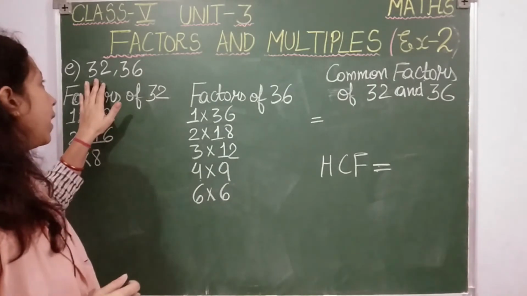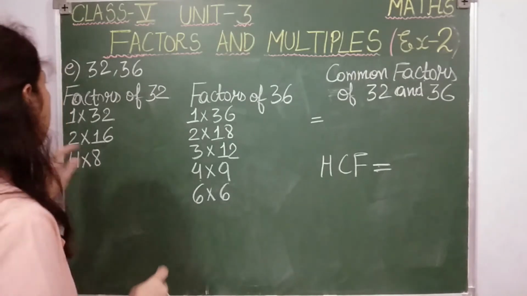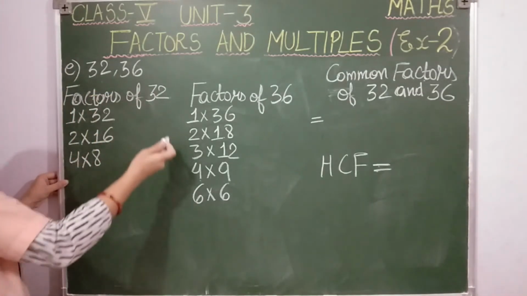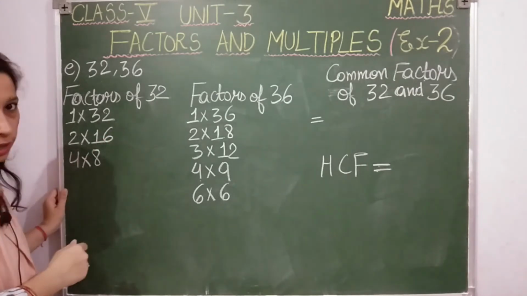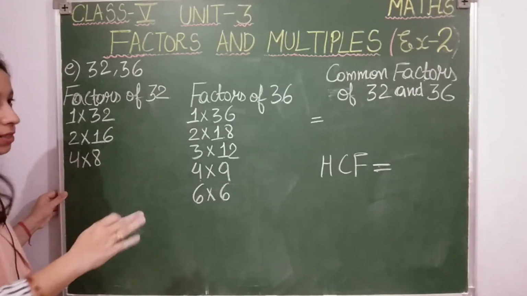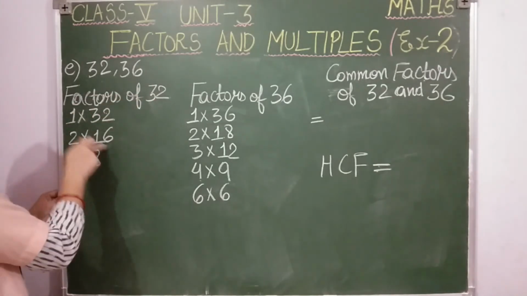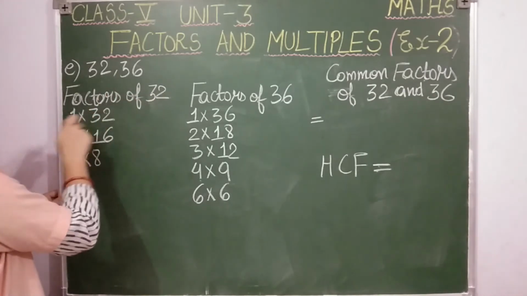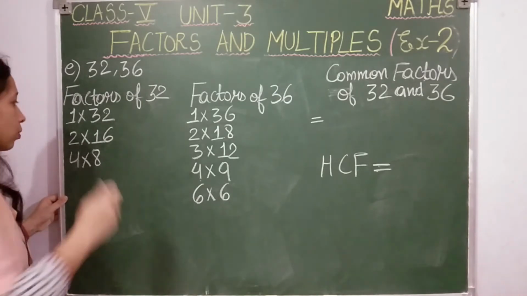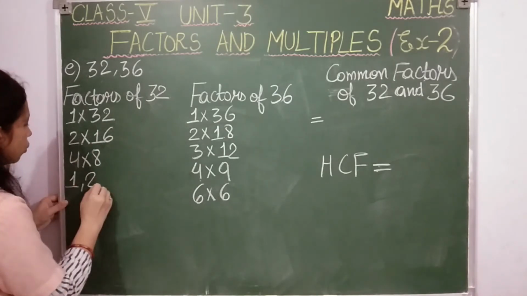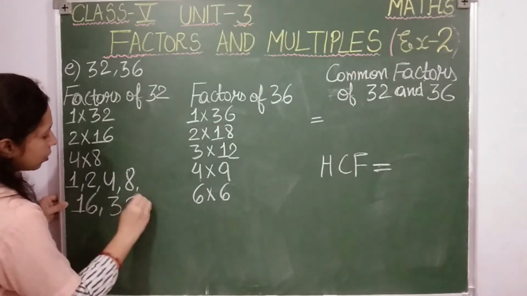So students, point number E, now we have to find the HCF of 32 and 36 using factorization method. So here I have written factors of 32, 1 32s are 32, 2 16s are 32, 4 8s are 32, and when you reverse the digits, same number you will get. 8 4s are 32, 16 2s are 32, then 32 1s are 32. So no need to write the repeated factors. Okay, simply here we can write now 1, 2, 4, 8, 16 and 32. These are the factors of 32.